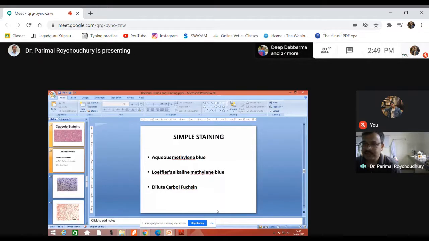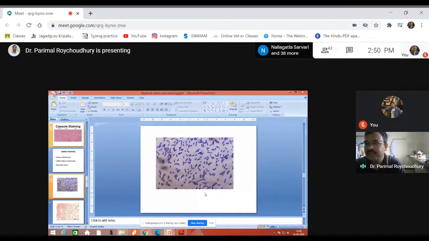Examples, there are a lot. Three I have cited here: aqueous methylene blue, alkaline methylene blue, carbolfuchsin. These are the dyes. There are many others, like crystal violet, or gentian violet, which we can also use as a simple stain. Whatever stain you use, the bacteria will take that color. If you use methylene blue, they will appear blue. If you use carbolfuchsin, they will appear red. If you use safranin, they will again take a red color. So in simple staining, we can simply visualize the bacteria.